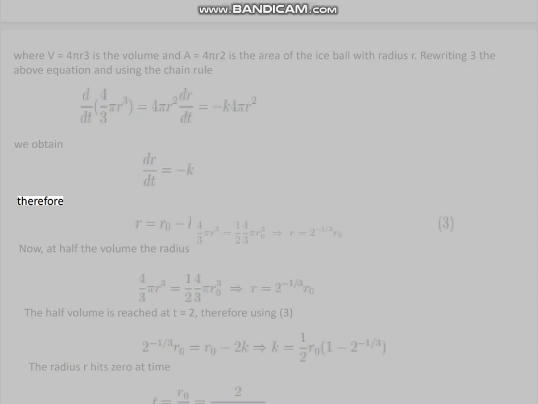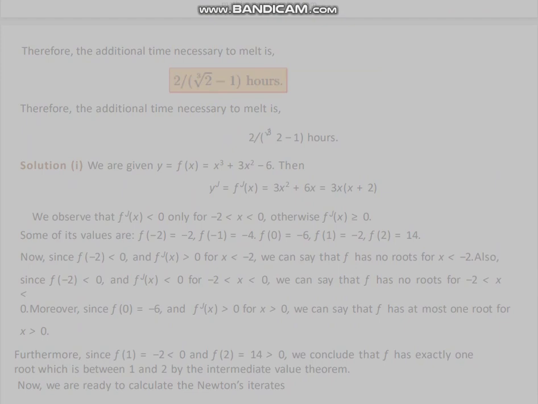We obtain, therefore, now, at half the volume the radius is given by, the half volume is reached at t equals 2, therefore using 3, the radius r hits 0 at time mathhomeworksolver.com. Therefore, the additional time necessary to melt is 2 over the cube root of 2 minus 1 hours.